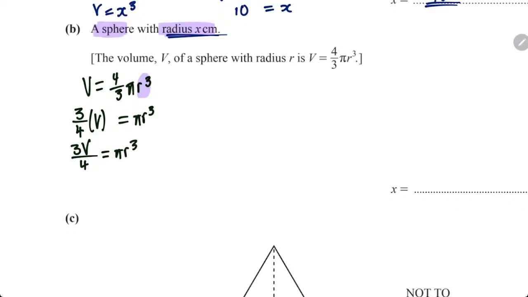Then we take pi to the other side. It becomes 3V over 4 pi is equal to r cubed, because pi will divide. Then you take the cube root, because you only want r. It will become cube root of 3V over 4 pi. This is equal to r.